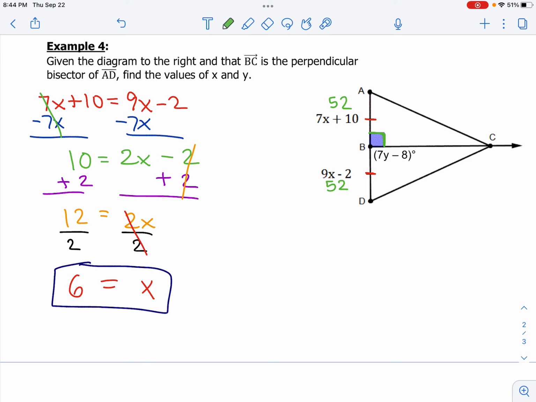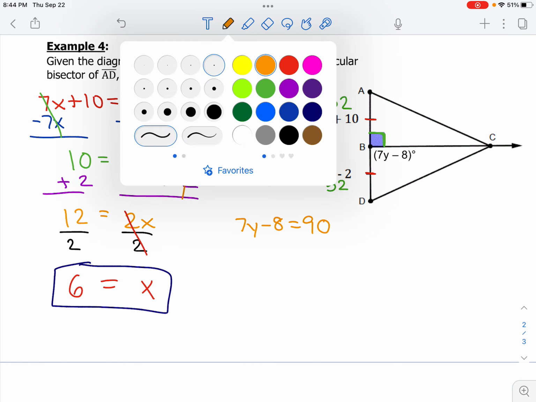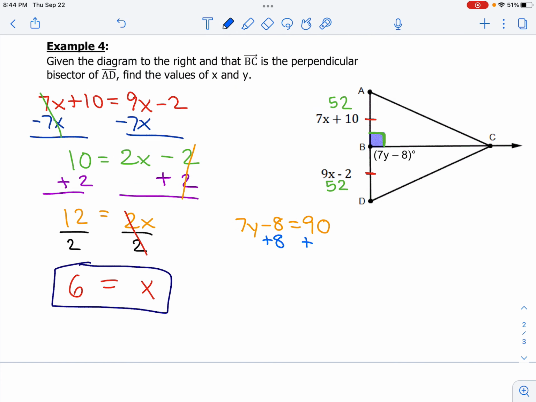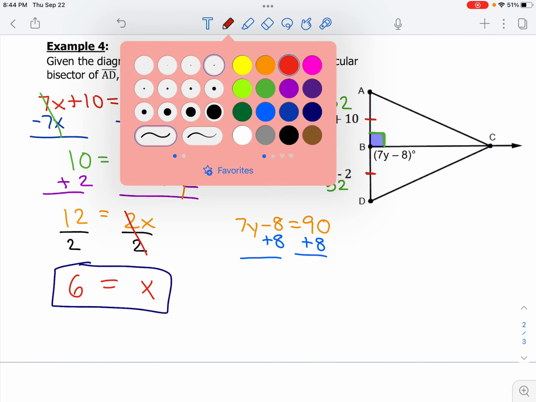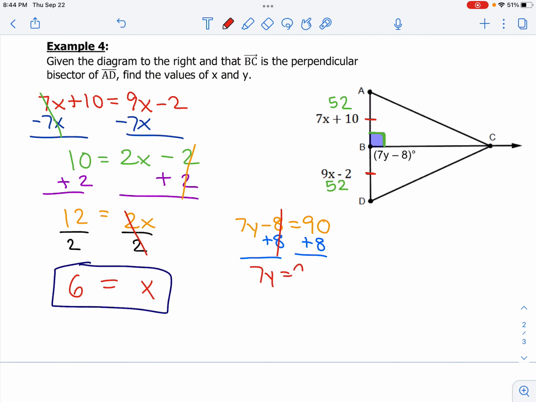All right, now we're trying to find the value of y. You know that a right angle is 90, so 7y minus 8 has to be equal to 90. You should pause the video now and then press play again when you're ready to check your answer. It says find the value of y, and we did find the value of y. If you have time and a calculator, you could go back and check your answer.